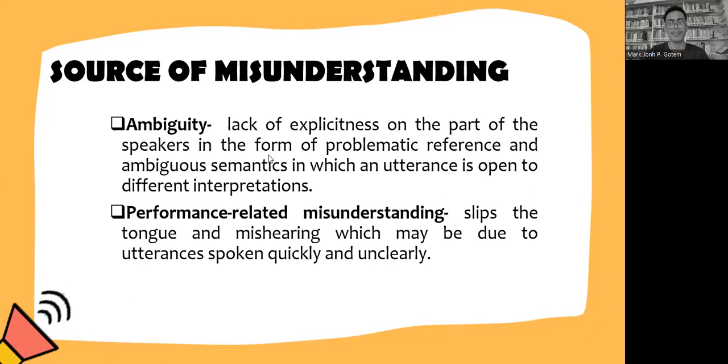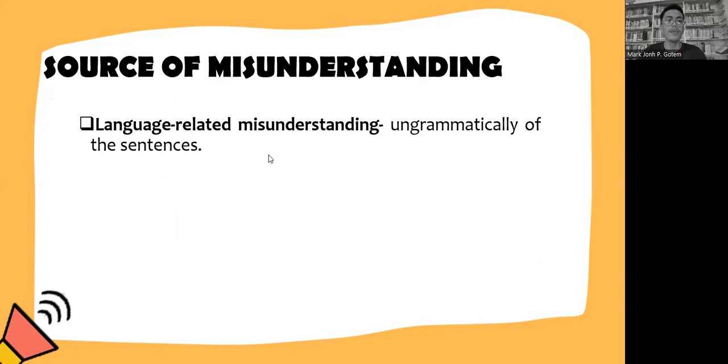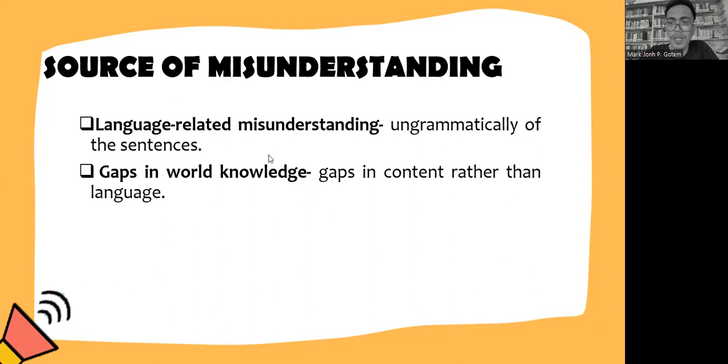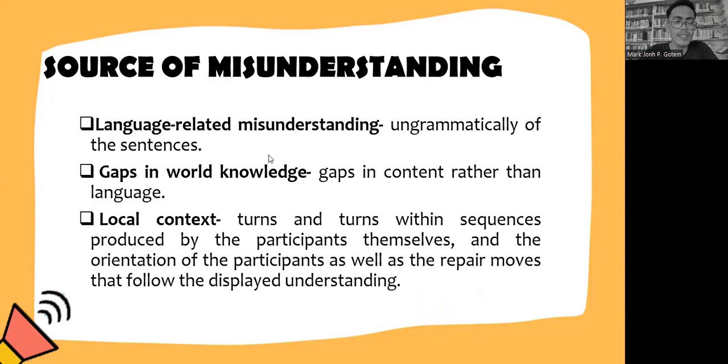Next source of misunderstanding is language-related misunderstanding and the grammaticality of the sentences, whether they follow the structure. Then gaps in world knowledge, gaps in content rather than language. You don't have enough knowledge of those words or of body language in a different culture. Next is the local context: turns within sequences produced by the participants themselves and the orientation of the participants, as well as the repair moves that follow the displayed misunderstanding.